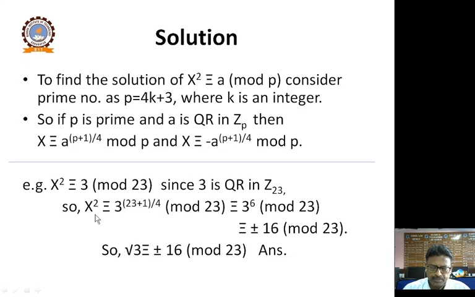The first solution will be x square is equal to 3 to the power (p+1)/4. P is 23, so (p+1)/4 is 6, that is 3 to the power 6 mod 23, and we are getting 16. So it means under root 3 will have two solutions, plus minus 16 mod 23.